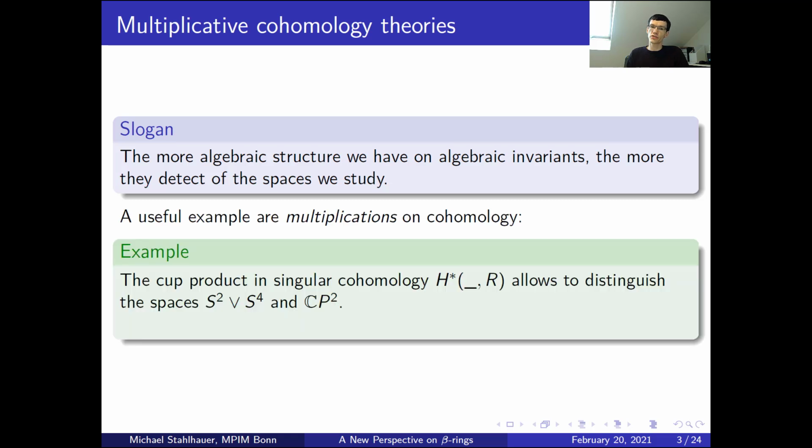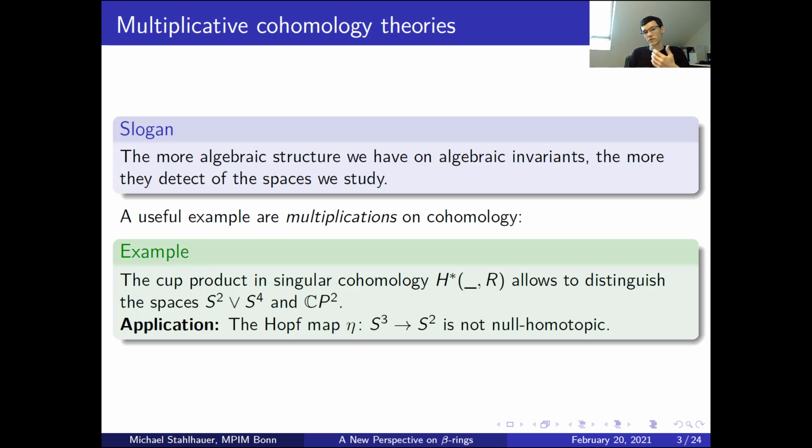The first incarnation of the slogan is multiplications on cohomology. One basic example is the cup product in singular cohomology. This cup product allows us to distinguish, for example, the spaces S2 wedge S4 and CP2. Because those two spaces are CW complexes where the only difference is the attaching map of the 4-cell, we see that these attaching maps have to be different. This means that the Hopf map is not null-homotopic, and hence is a non-trivial element in the third homotopy group of the 2-sphere.